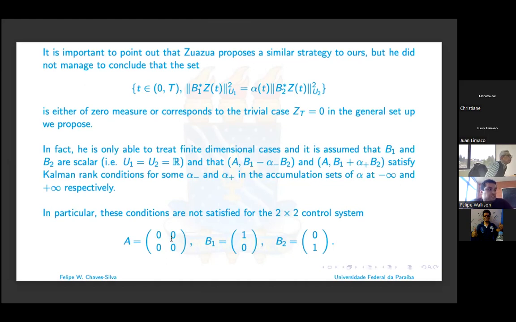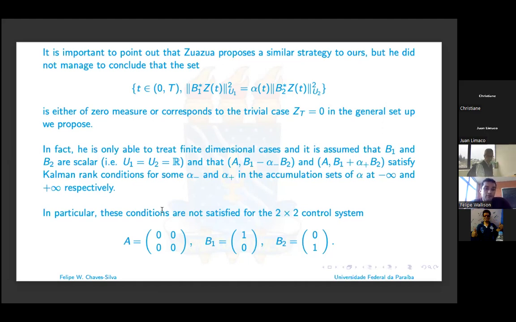A equal to zero, B1 equal to one, B2 equal to zero, one. So what you are saying here is that you have Y1 prime equal to U1, it's an ODE, and Y2 prime equal to U2. So you have two equations which are completely decoupled, and he does not know the answer if he can control with a switching strategy.